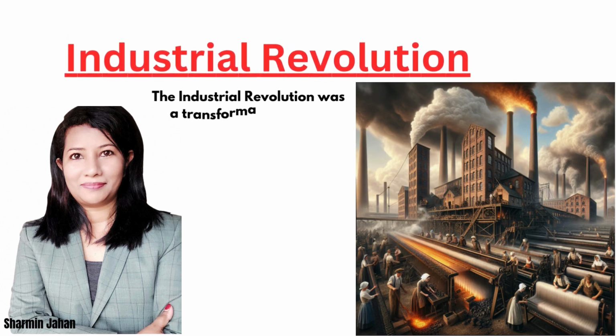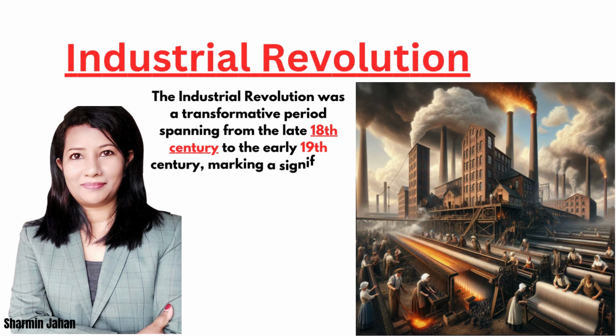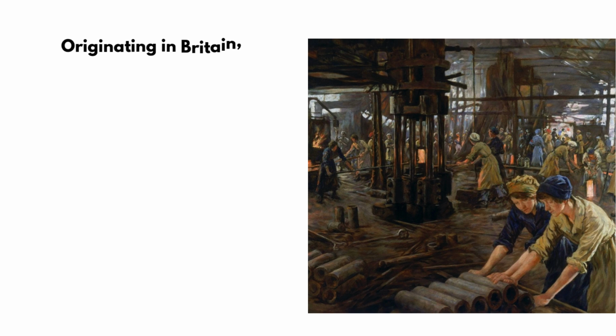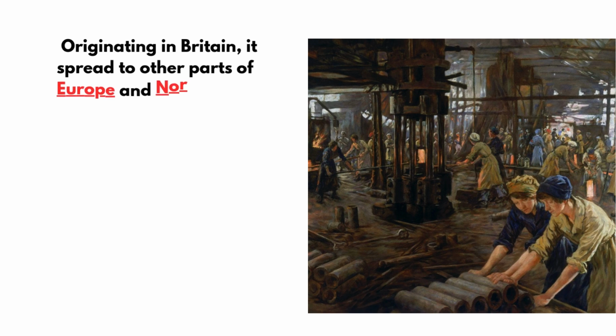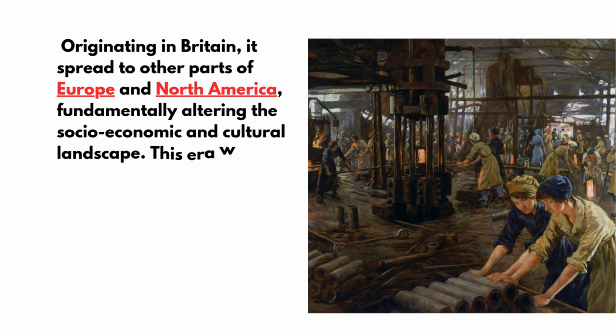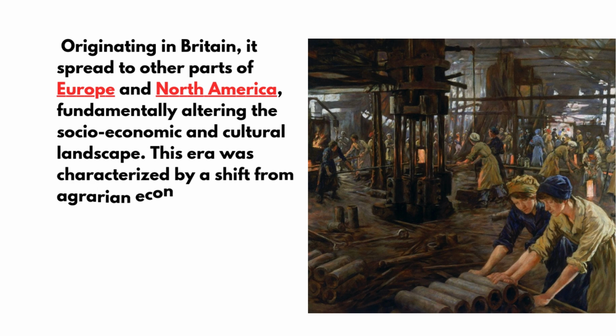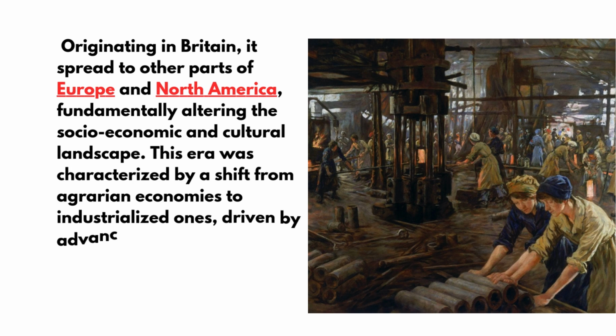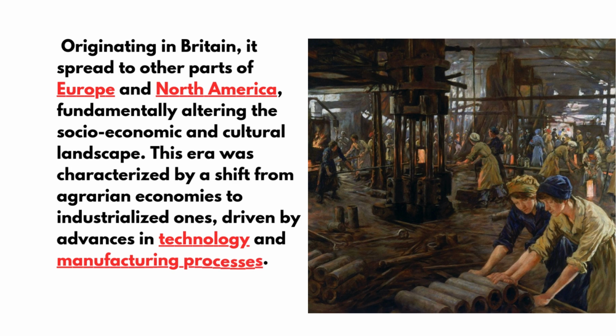Industrial Revolution. The Industrial Revolution was a transformative period spanning from the late 18th century to the early 19th century, marking a significant turning point in human history. Originating in Britain, it spread to other parts of Europe and North America, fundamentally altering the socio-economic and cultural landscape. This era was characterized by a shift from agrarian economies to industrialized ones, driven by advances in technology and manufacturing processes.